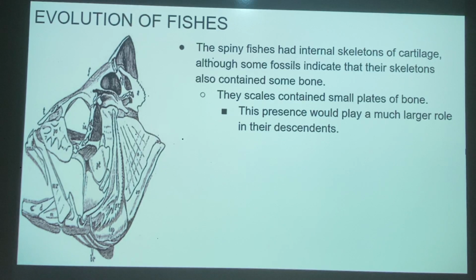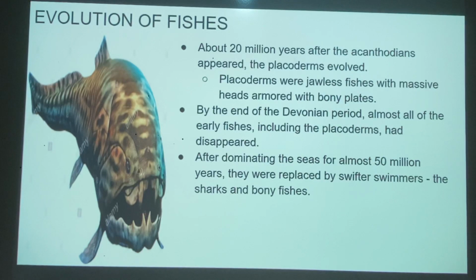The spiny fishes had internal skeletons of cartilage, although some of the fossils we're finding now indicate that their skeletons also had some bone. Their scales were small plates of bone, and this presence of bone would play a much larger role in their descendants later. So then about 20 million years after the acanthidodians appeared, the placoderms evolved. The placoderms were jawless fish with massive heads and armored bony plates.